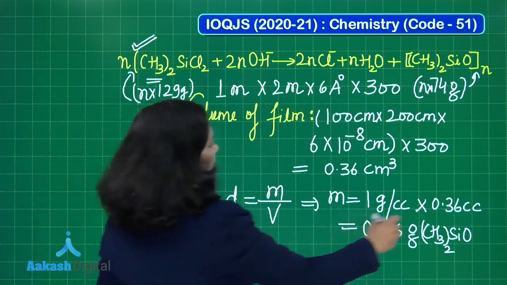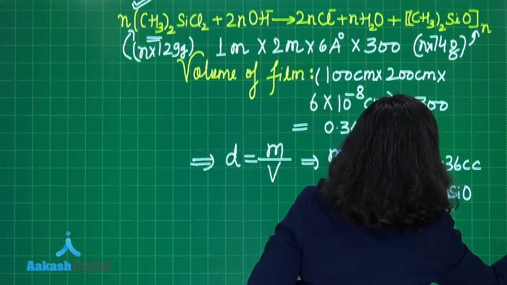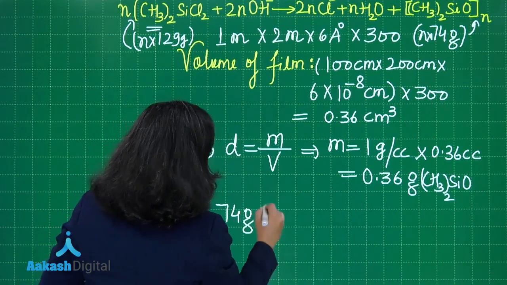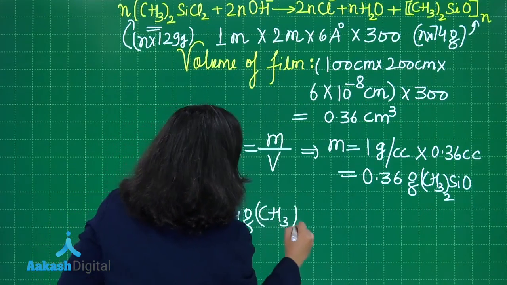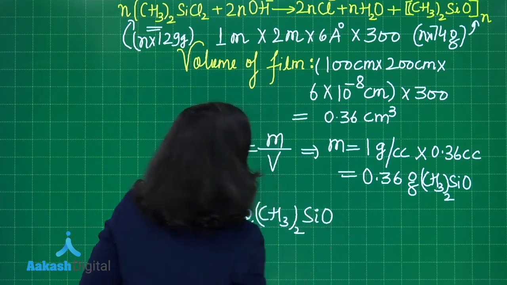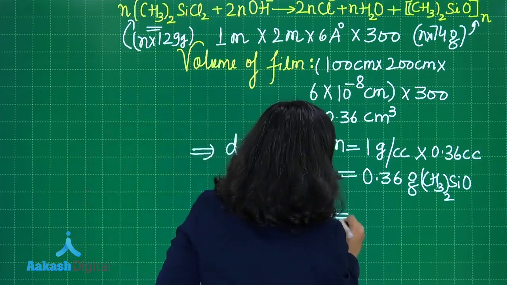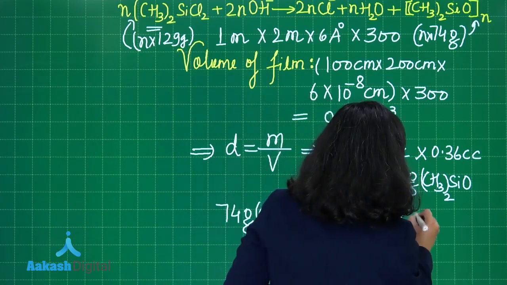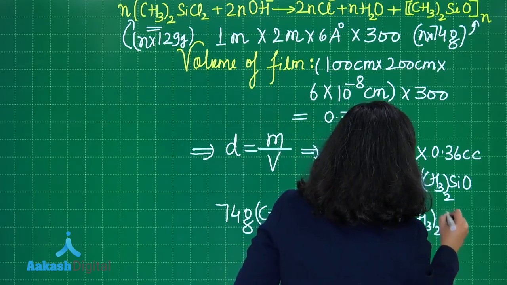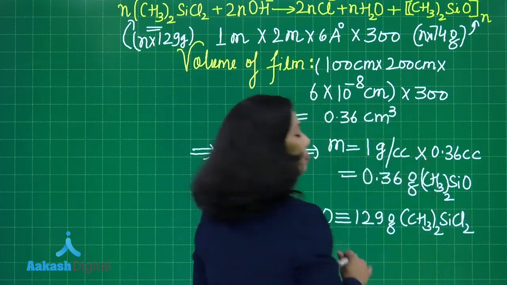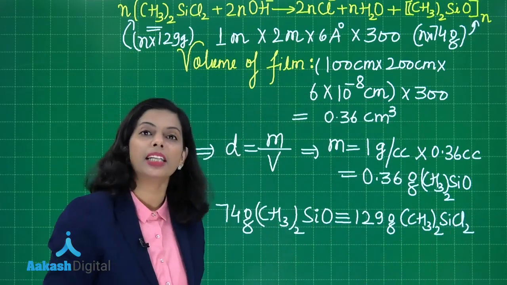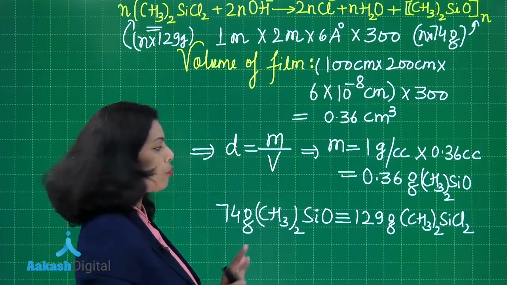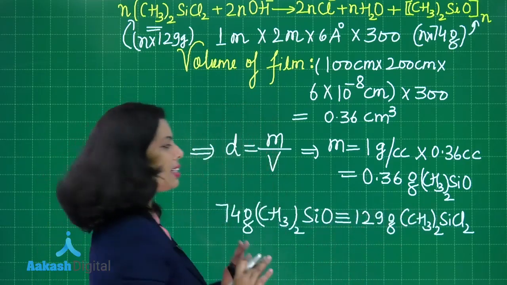So can I just say simply that 74 gram of (CH3)2SiO is prepared from 129 gram of (CH3)2SiCl2. Done? Simple stoichiometry I'm going to apply, unitary method even I'm going to take. So 74 gram of this is produced from 129 gram of dimethyl silicon chloride.